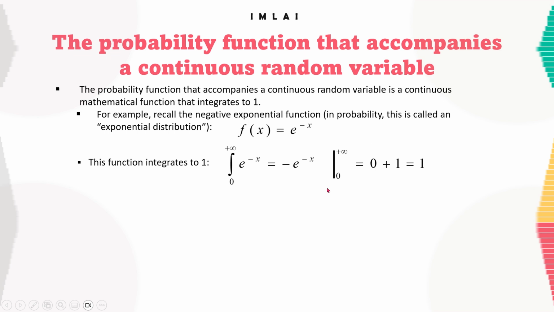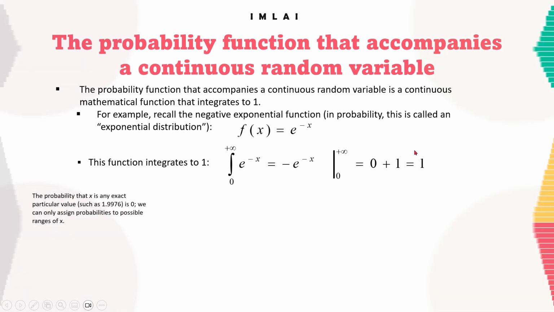So e power minus x is nothing but 1 divided by e power x. The first one is 1 divided by e power 0, and e power 0 is 1. The second one is 1 divided by e power infinity, which will become 0. So totally you got 1.